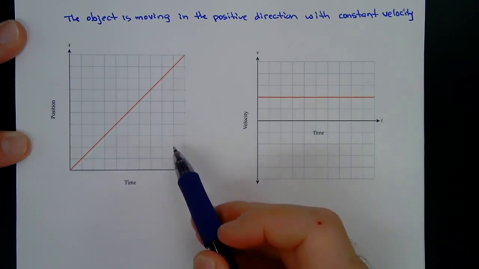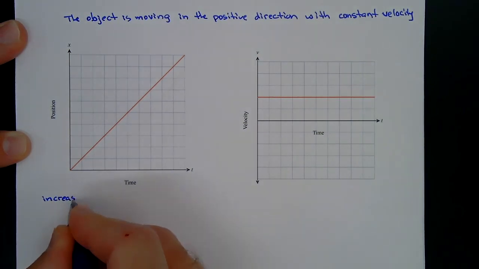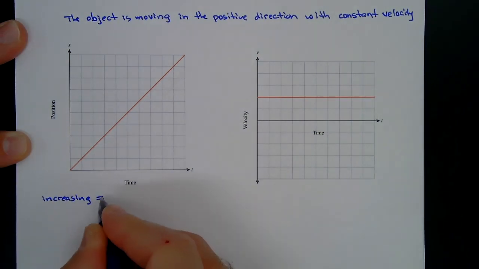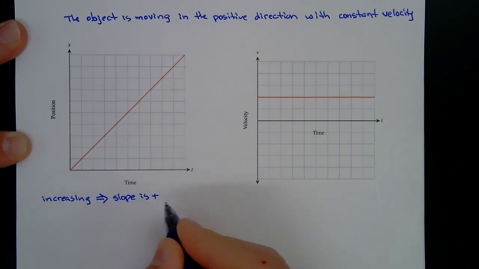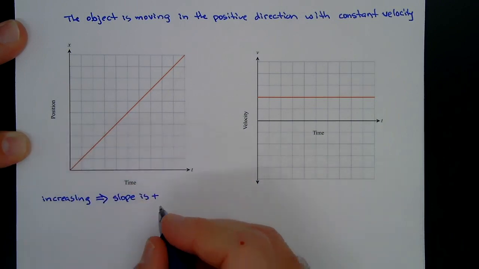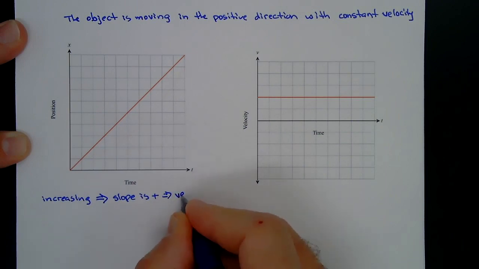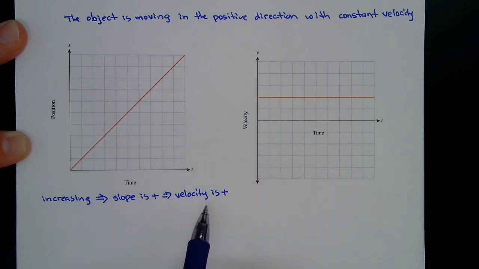All right, so if you look at this, this is increasing. Since it's increasing, that's telling me the slope is positive. And because this is a position time graph and the slope is positive, slope is velocity for a position time graph, that's telling me velocity is positive. Now it's that part right there that's telling me it's moving in the positive direction. So if this was moving left and right, we would be moving right. If this was an object that was moving up and down, we'd be moving up.